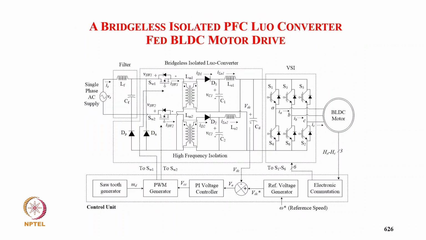Now coming to the bridgeless isolated PFC Luo converter for the BLDC motor. So this is a Luo converter, one for the positive half cycle and one for the negative half cycle. We sense only the DC link voltage, we don't sense input voltage or input current.